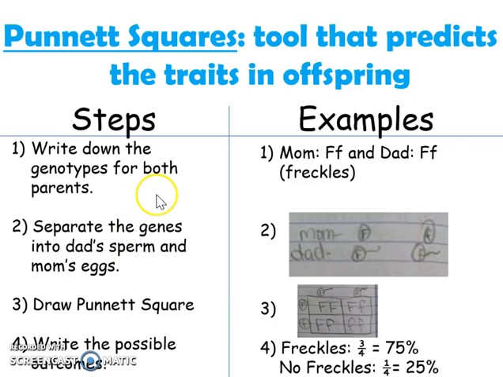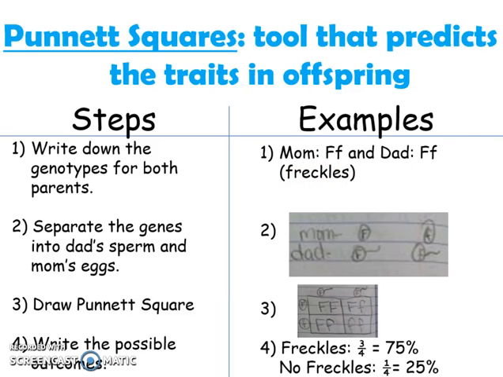So the first thing you're going to do is write down the genotypes for both parents. Second, you're going to separate the genes into dad's sperm and mom's eggs. You're going to have two different parents. Third, you're going to draw a Punnett square and write the possible outcomes. So here's some examples. When you write down the genotypes, you'll have one for mom and one for dad, and unless it specifies, it doesn't matter which one's which.